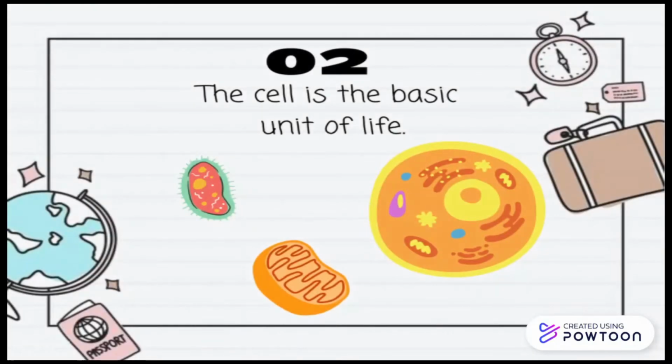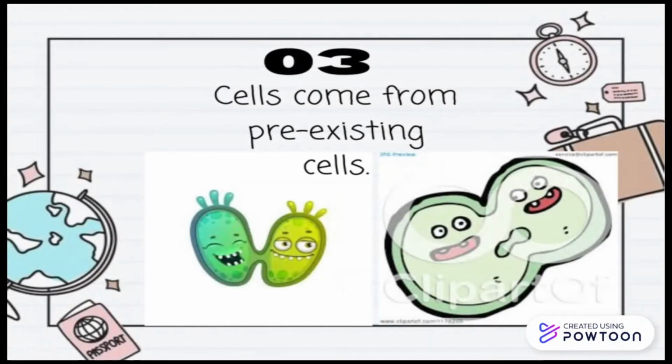The cell is the basic unit of life. It means that cells are the smallest unit of life because they are able to carry out the functions of life. Then lastly, cells come from pre-existing cells.